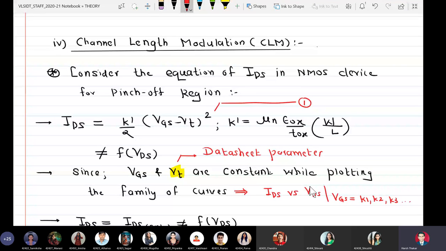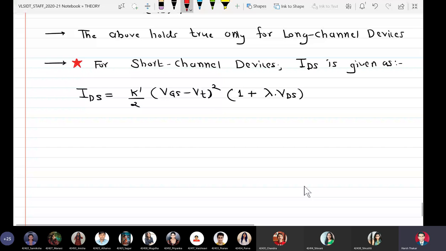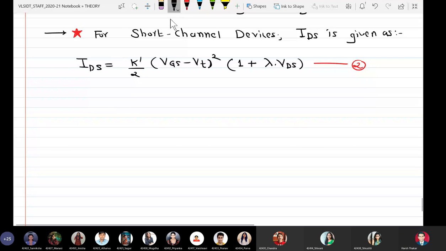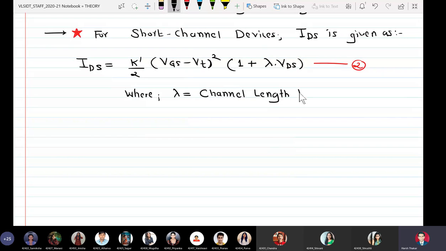So this is equation number 1, which applies only for long channel devices, and this is equation number 2. So you see the difference between equation number 1 and 2 is the only factor 1 plus lambda VDS, where lambda is called the channel length modulation parameter.